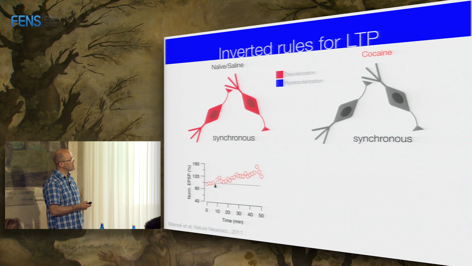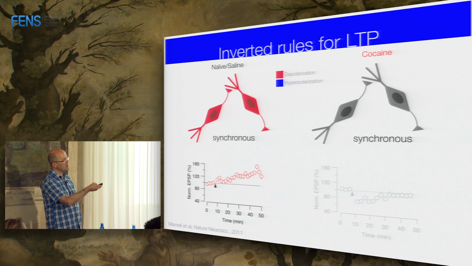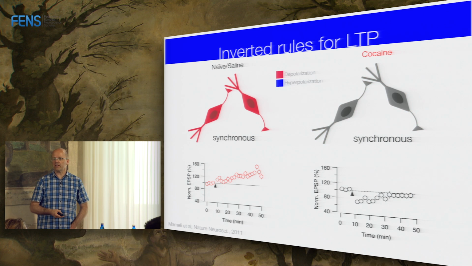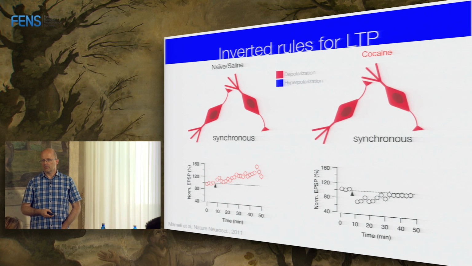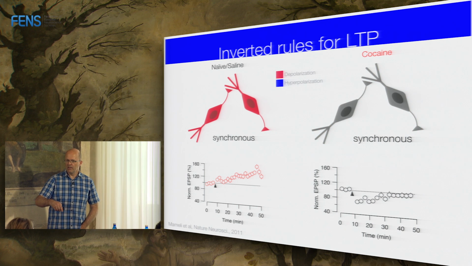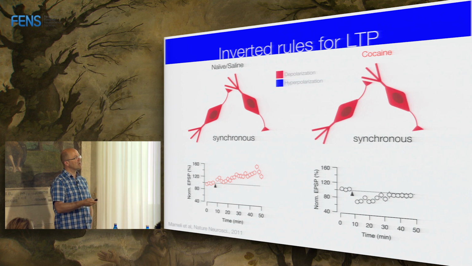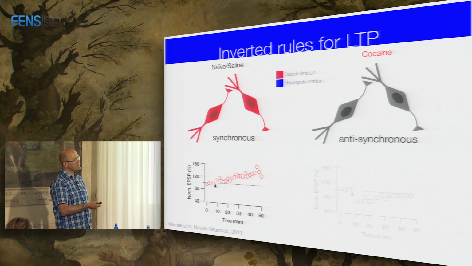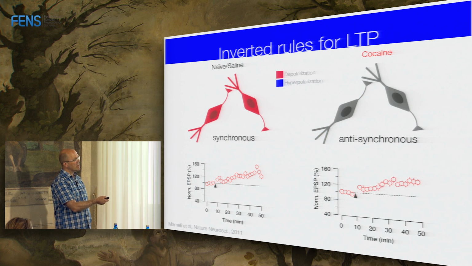Okay? Now he no longer could get LTP. And you can rescue this by imposing a protocol where the postsynaptic cell is hyperpolarized each time the action potential is derived in the first one.